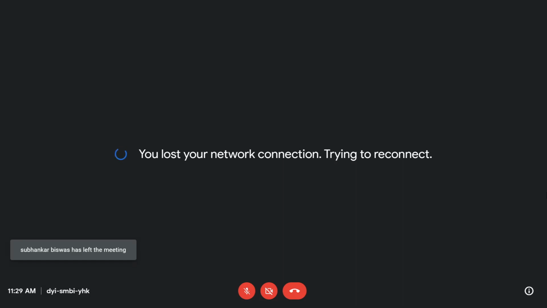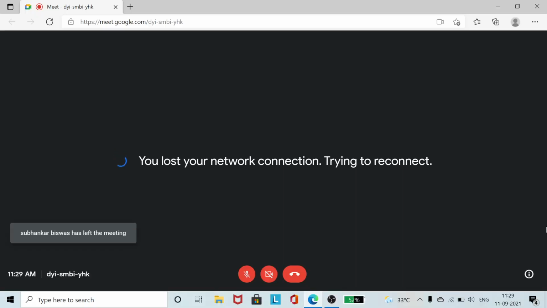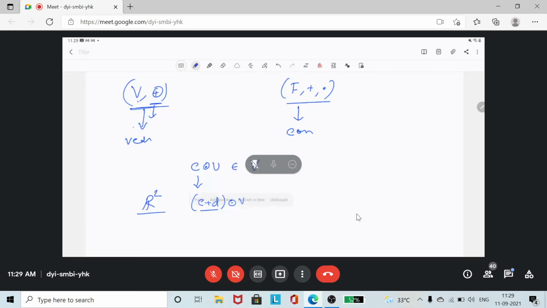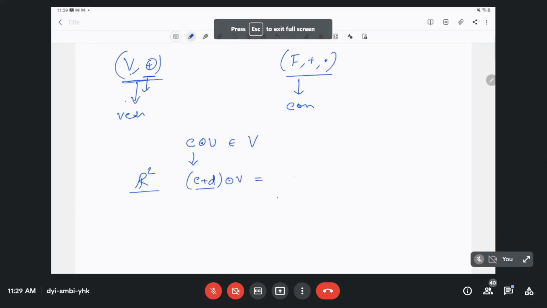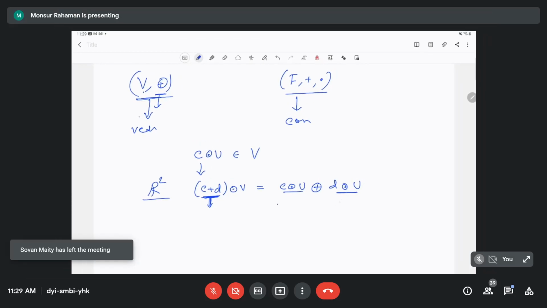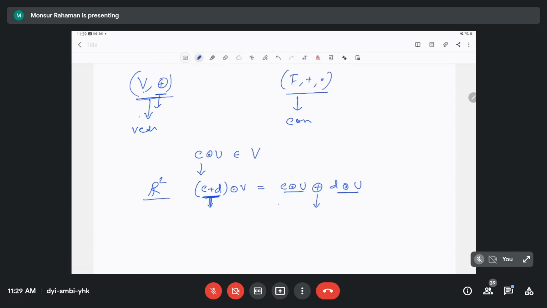(C plus D) dot V: you are adding first and then multiplying with a vector, or you are multiplying with a vector and then adding them. Now this is a vector addition, and this is a field addition, but this has become a vector, so there is a vector addition. Get it?